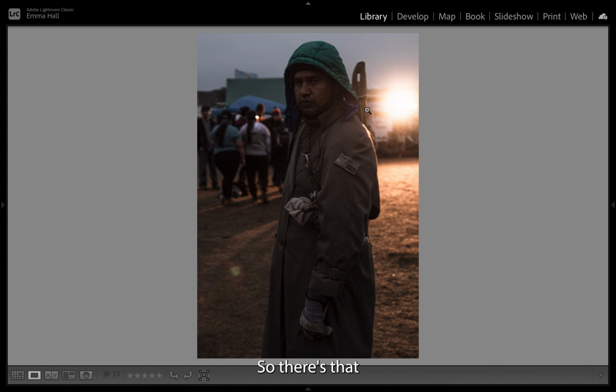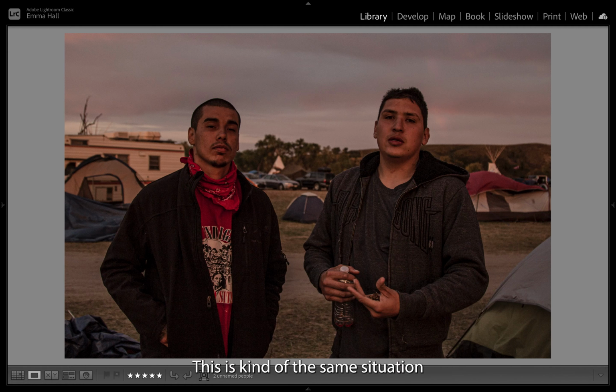So there's that. Then this is kind of the same situation I had with the other two guys. These are different guys though. I know this photograph isn't very interesting, but I kind of like it. I don't know if it's the lighting or, I think it's the way his hands are placed here. I don't know why, but I find that really interesting. I can't really say much about this photograph because there's not much to it.